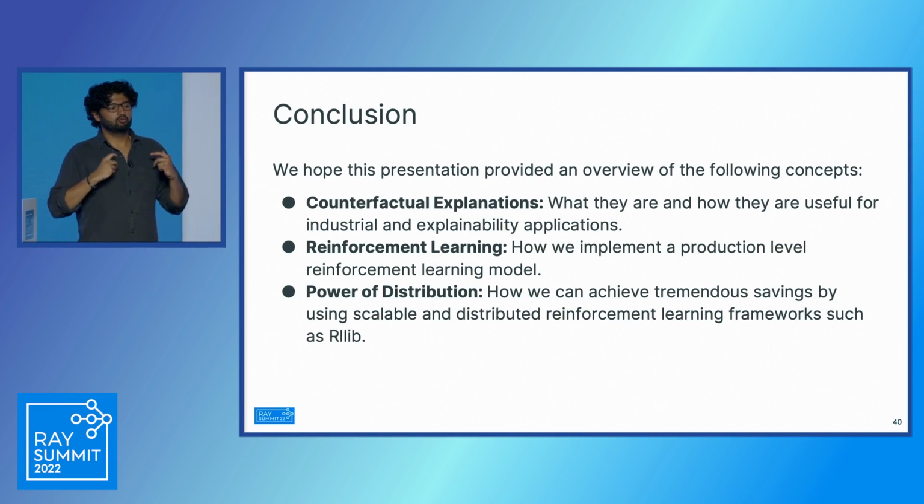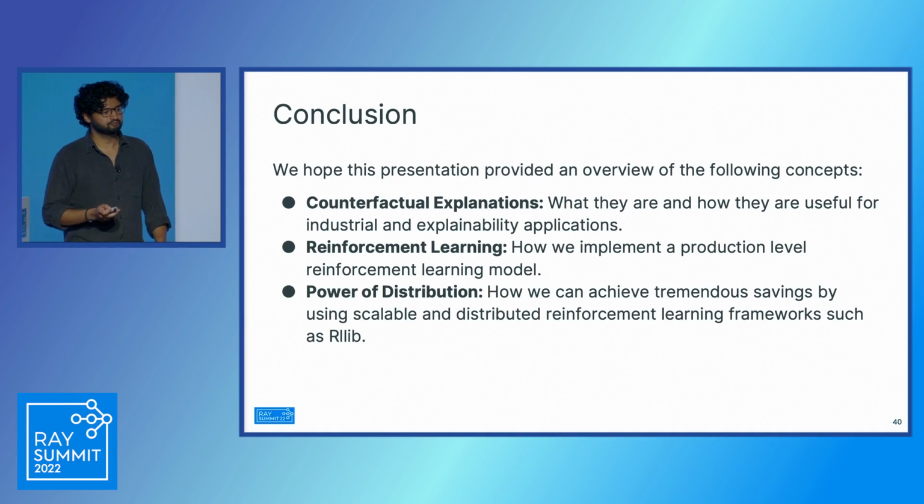So in conclusion, we hope this presentation provided you a good overview of the following concepts. 1, counterfactual explanations, what they are and how they are useful in industrial and explainability applications. 2, reinforcement learning. How do we implement a production level reinforcement learning model into an existing system? And the third is the power of distribution, how we can achieve tremendous savings by using scalable and distributed reinforcement learning frameworks such as RLLib.